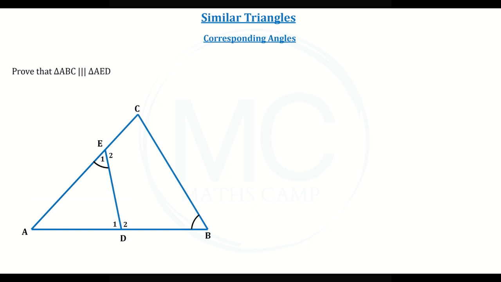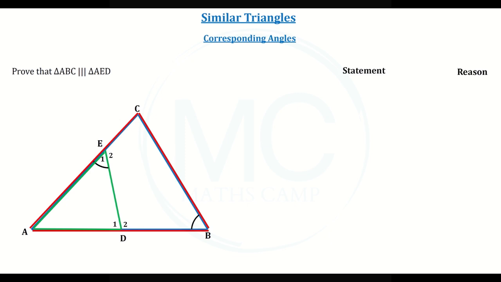Let's do another example. Prove that triangle ABC is similar to triangle AED. Here, both of our triangles are in the same diagram. So let's mark triangle ABC in red. Triangle AED is the smaller triangle inside the larger one. So let's mark triangle AED in green.